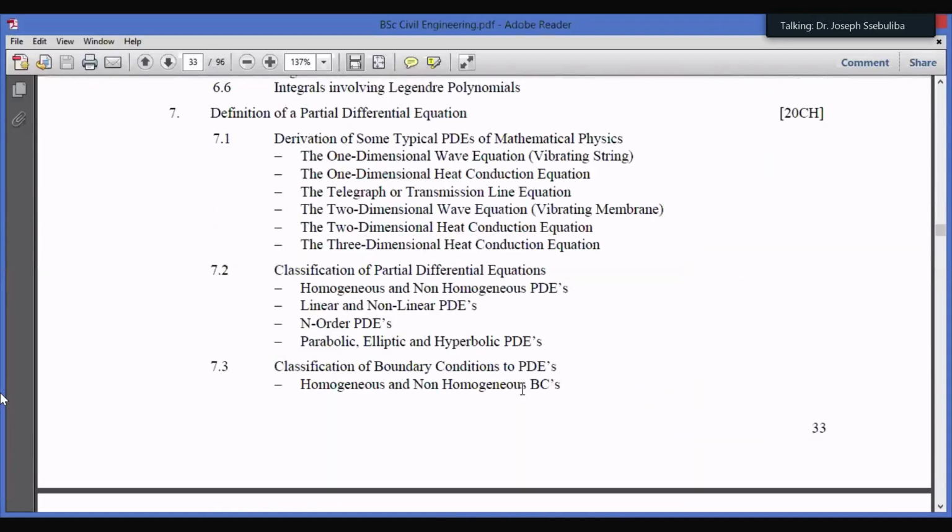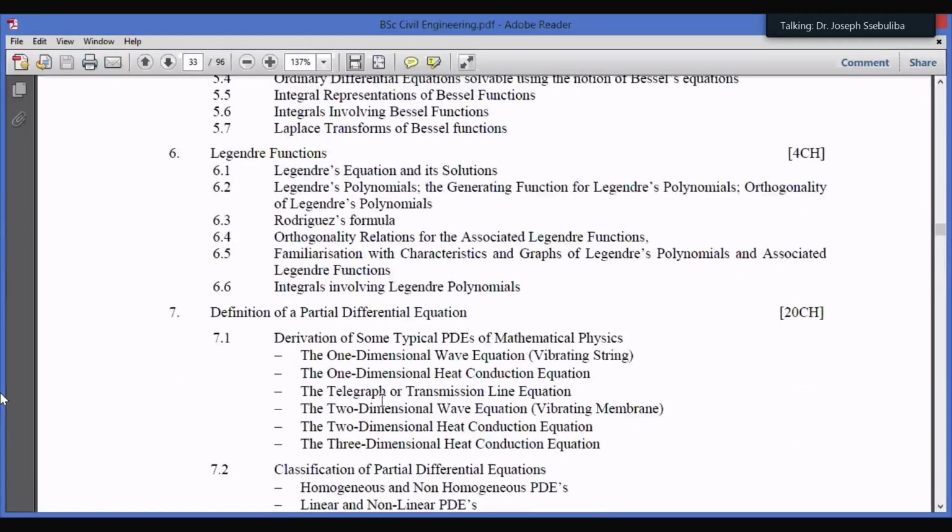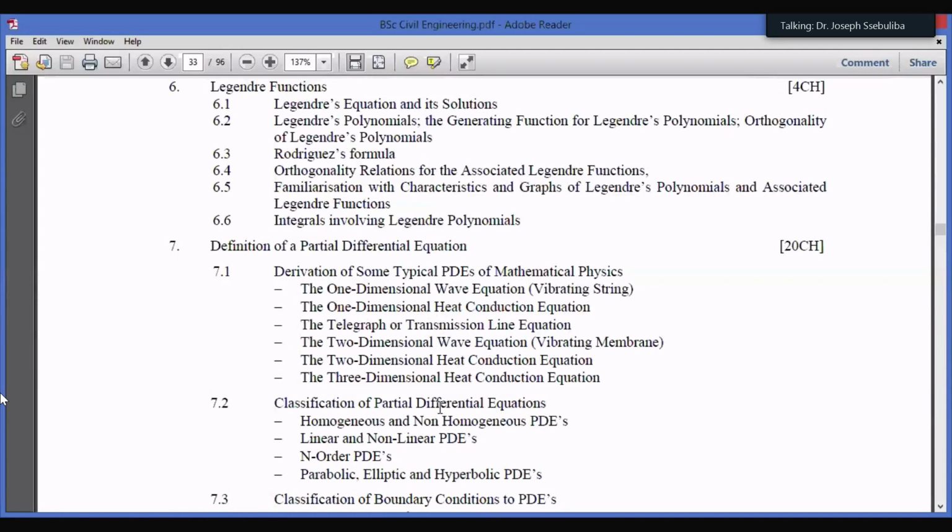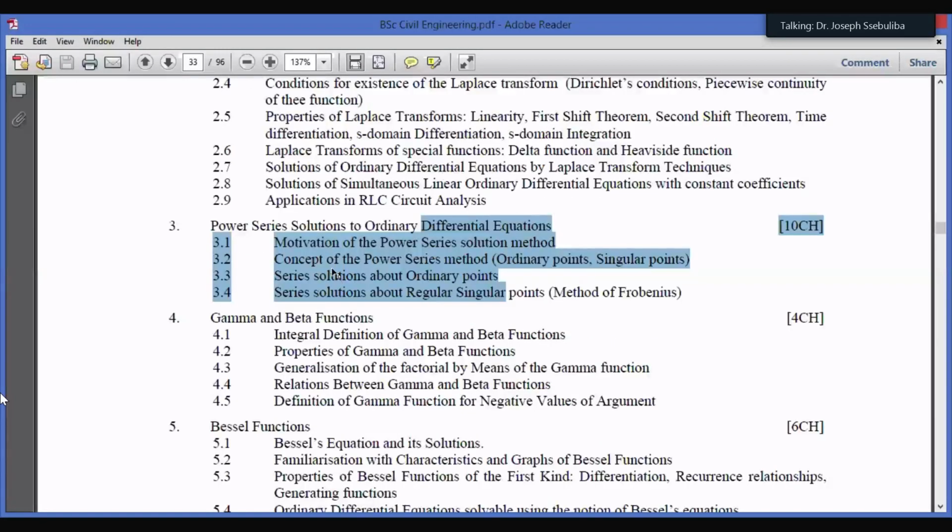Yeah, that was basically it. So we have the legendary and then the definition of a partial differential equation. So the order is going to be, we will start with the 3 because the 3 builds a lot on what we did.